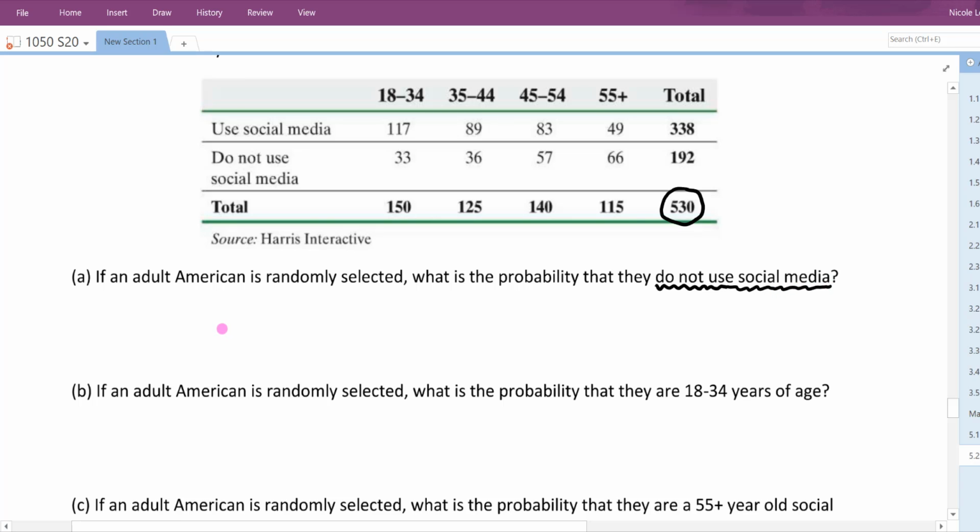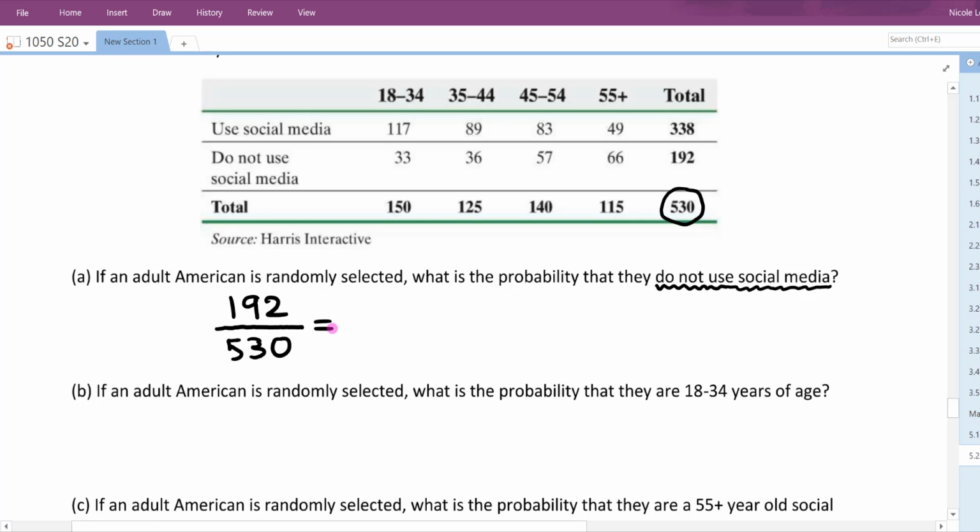Okay, so then building our fraction, in the denominator would be our total, which is right here, the 530. That's the total number of people that we surveyed. And then on top is what we're looking for. So we're looking for the probability that they do not use social media. So looking at our table, the people who do not use social media are these 192 people here. So that's what would go on top.